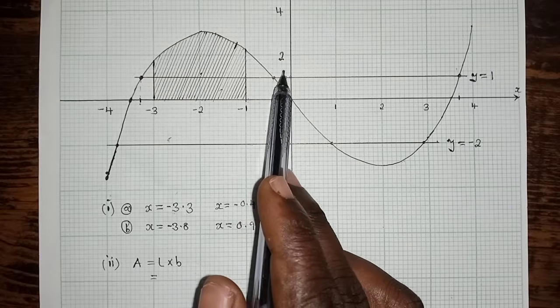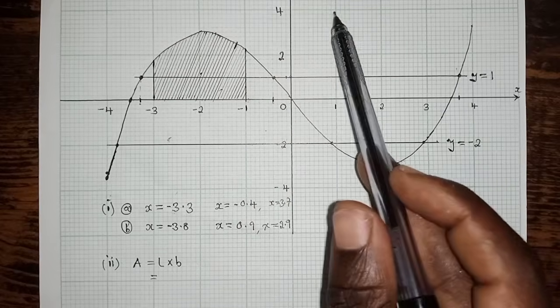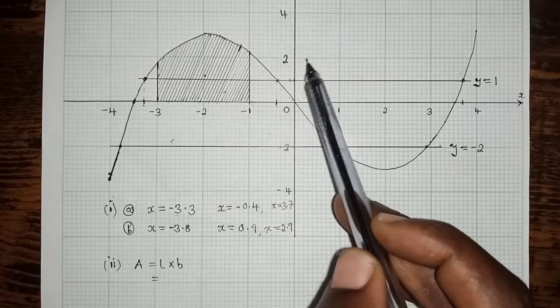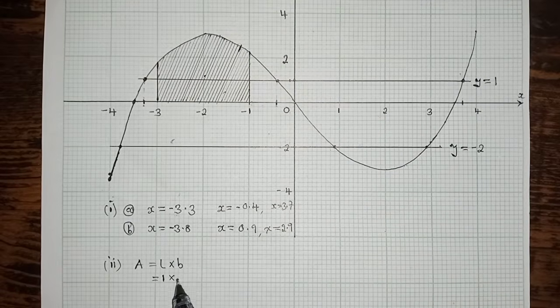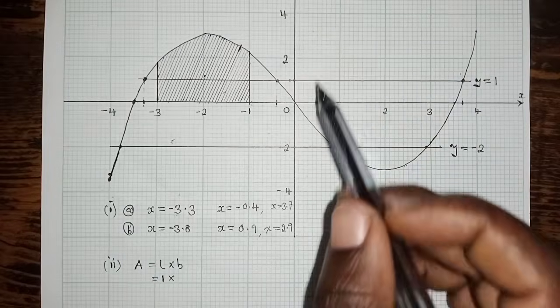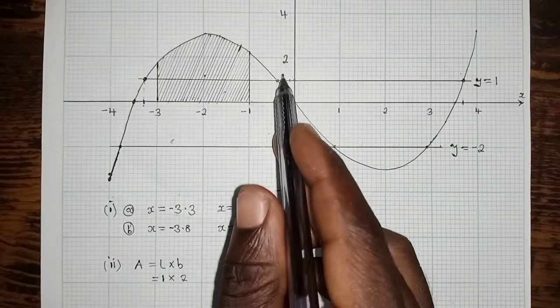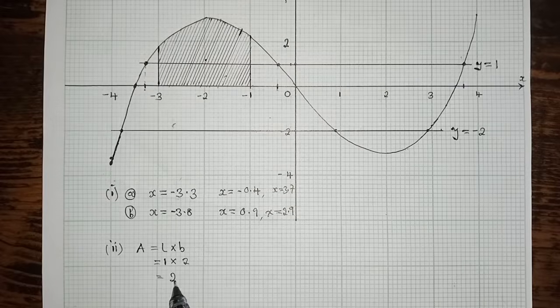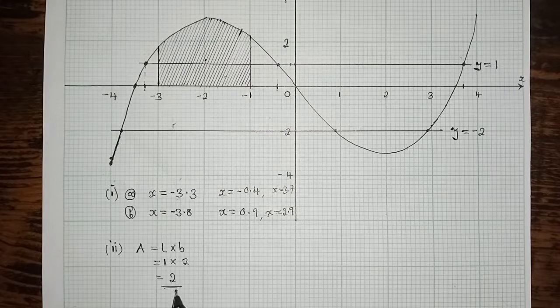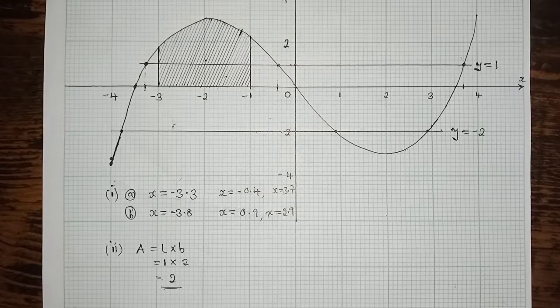So if you're able to see nicely, let me use this box over here. The length from here to here is just 1. Okay, that's 1. And then B from here to here is 2. So you say 1 times 2, you get a 2. So this is the area of a full or finished box.